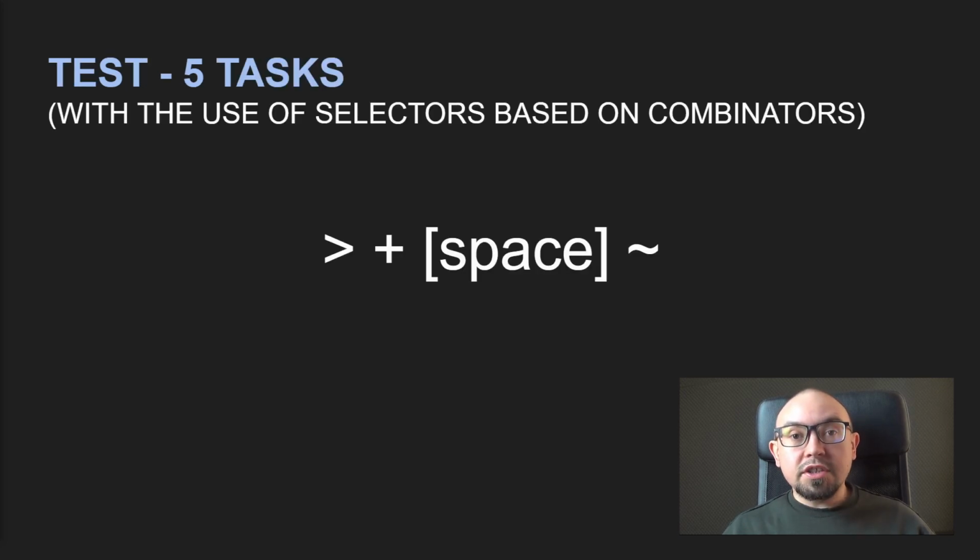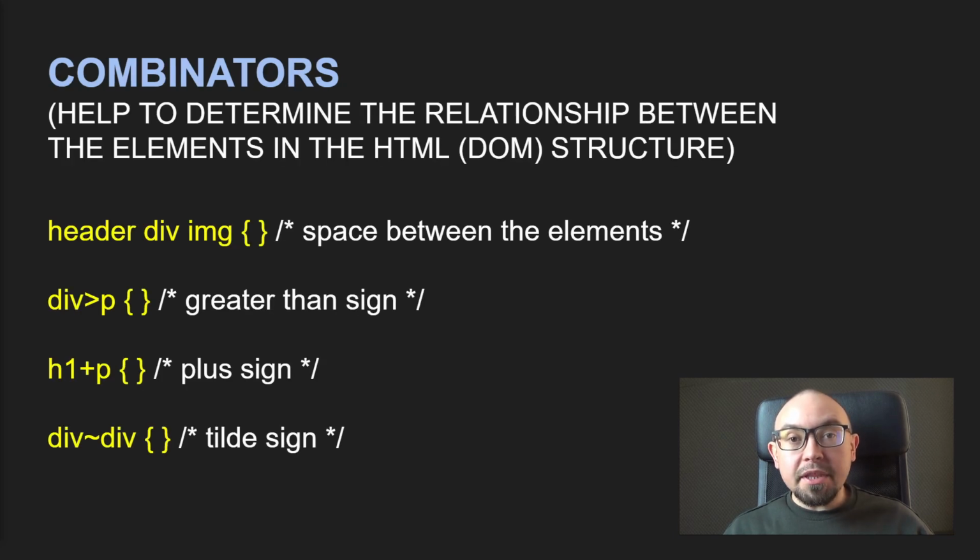Now let's move on to our test. I will give you a moment to complete each task. You will need to create the appropriate selector using combinators. So let's recall what combinators are. Combinators help to determine the relationship between the elements in HTML structure.